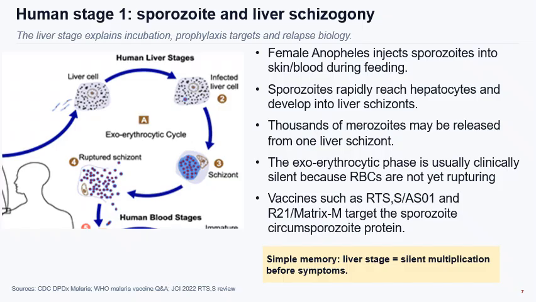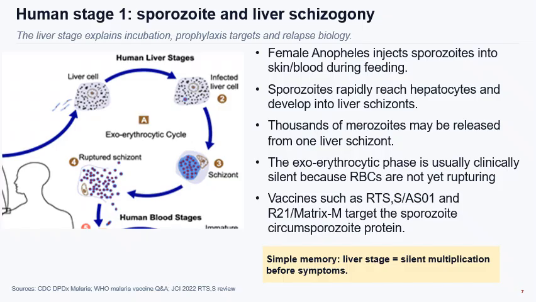When the mosquito feeds, sporozoites are deposited in the skin and rapidly reach the liver. Within the hepatocyte, they undergo exoerythrocytic schizogony, producing many merozoites. The key clinical point here is that this phase is usually silent. Red cells are not yet being invaded and ruptured, so the classical fever and anemia have not begun here.